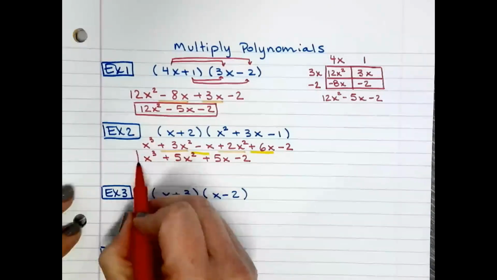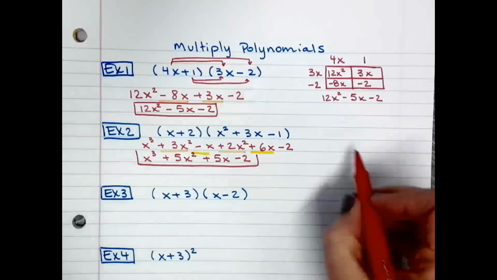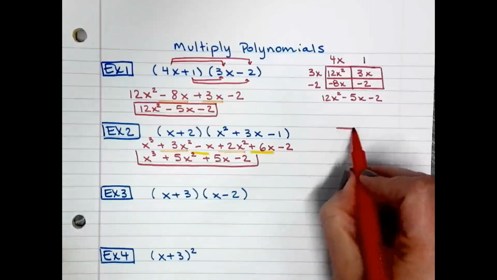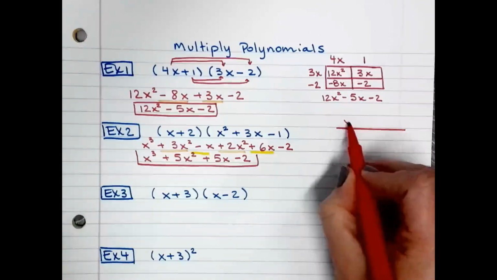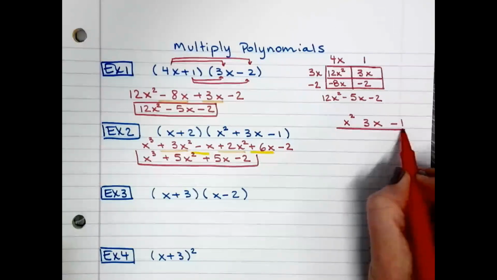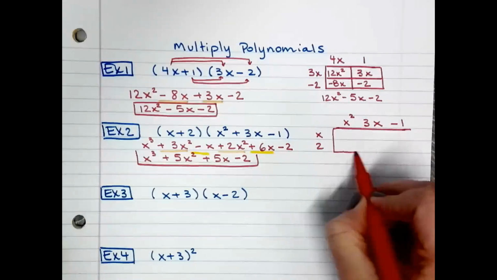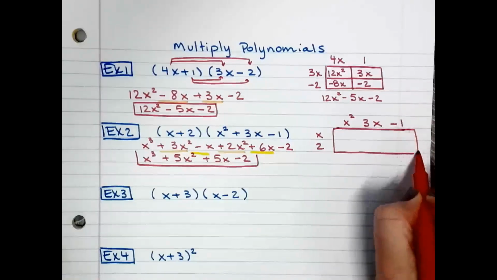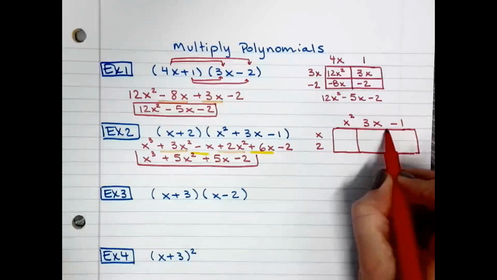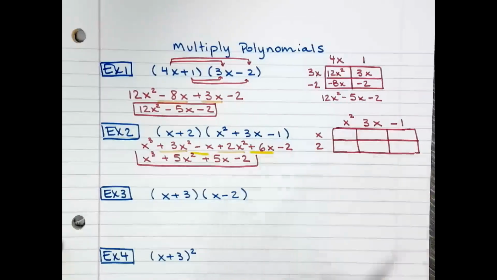Okay. Now, if you wanted to, you could have done the box here for this one too. The difference is it would have been x squared, 3x, and minus 1 right there. And then x and 2 would go right there. You don't have to do both, but that's what it would look like.